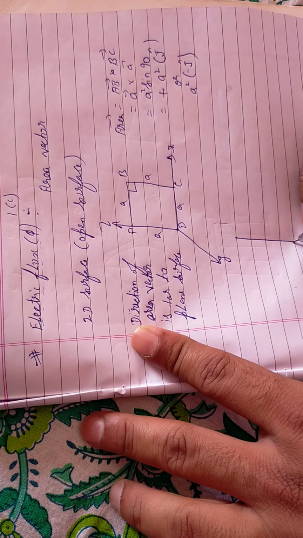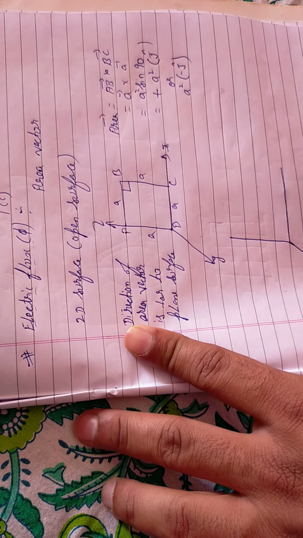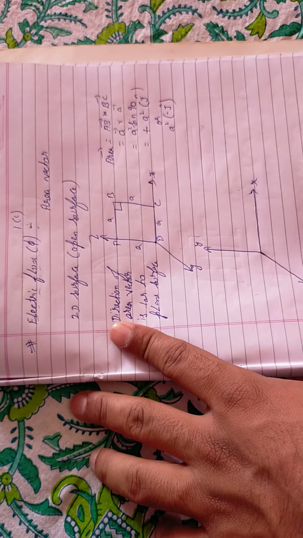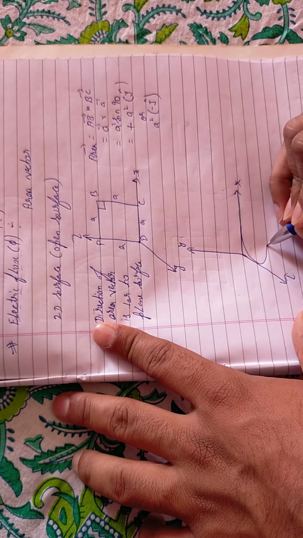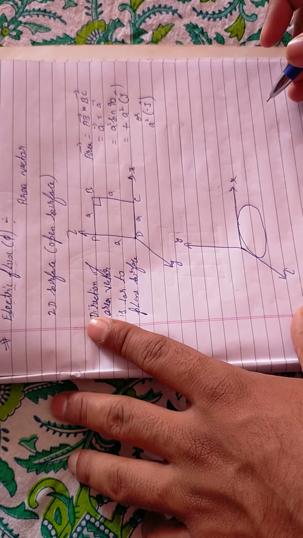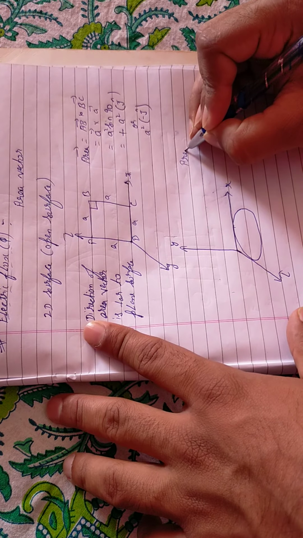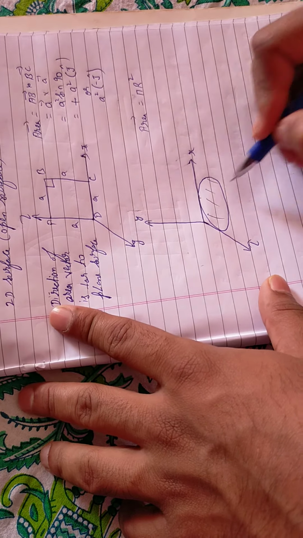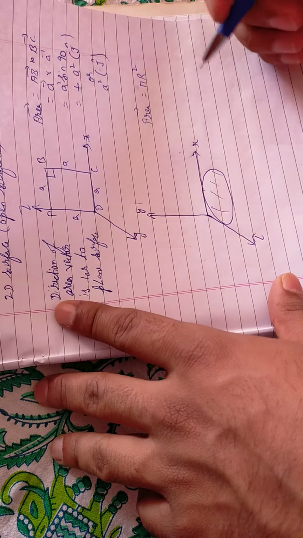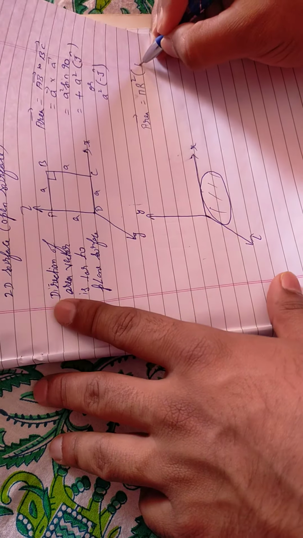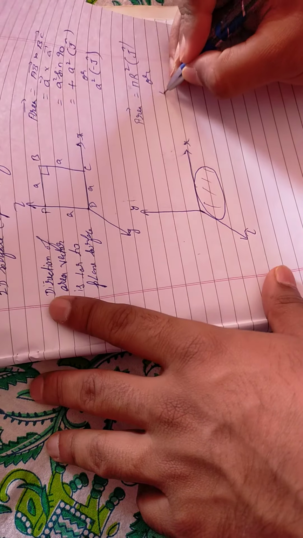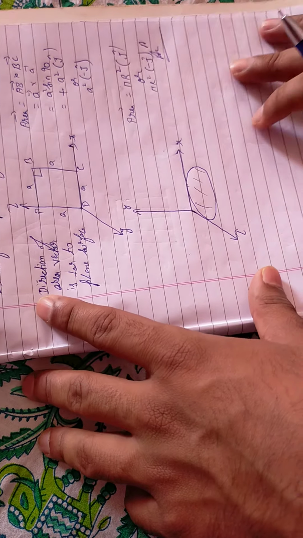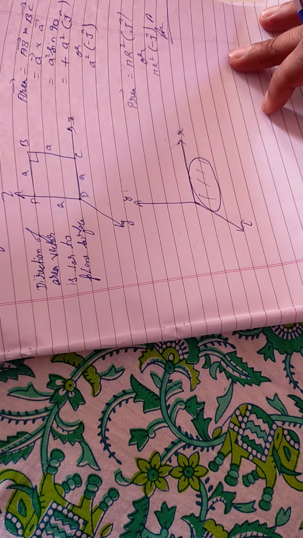Similarly we can calculate for a circle also. For a circle, x, y, z, suppose your circle is between x and z, and we calculate the area. So the area will be pi r square for this surface. Here the direction is perpendicular, along the y axis, so pi r square j cap positive, or pi r square minus j cap, both are correct. So this is the area vector for a 2D surface.